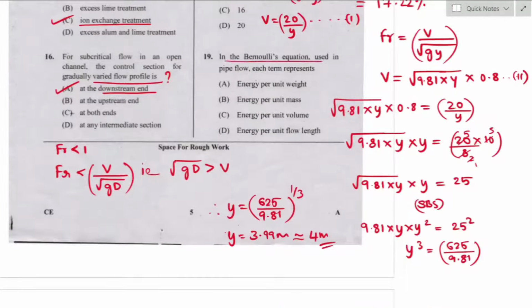Question number 19. In the Bernoulli's equation used in the pipe flow, each term represents energy per unit mass. Option B is the right answer.